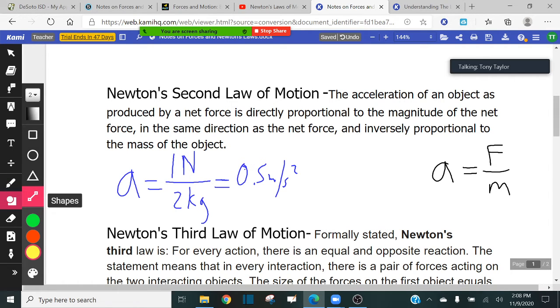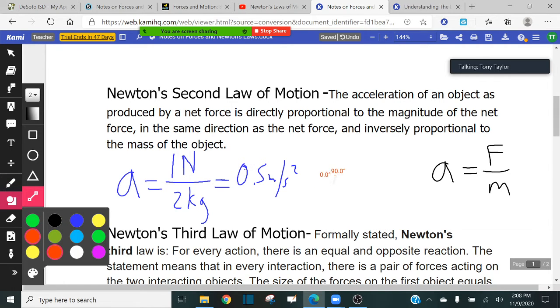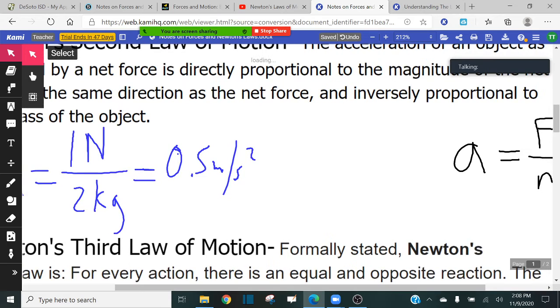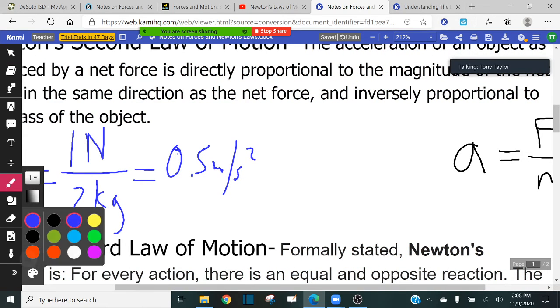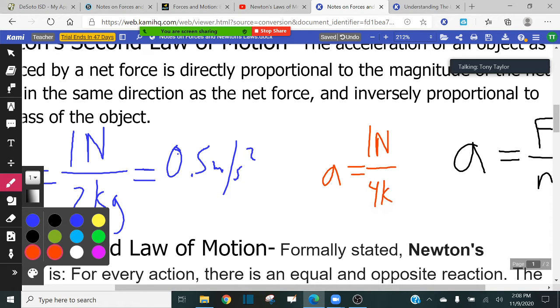But what if I have another object? Let me make this bigger. What if I have another object? And I'm gonna put this object here in red. Let's say I apply 1 Newton force on a larger object that is 4 kilograms. In this case, guys, what is the rate of acceleration? What's 1 divided by 4?